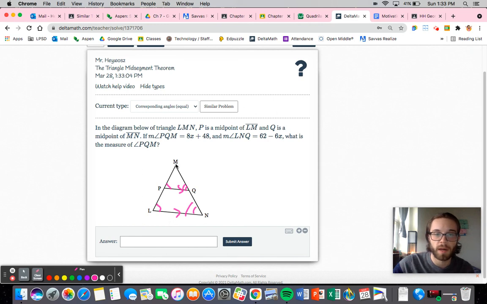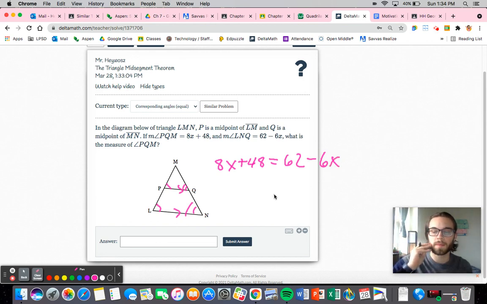So what are we looking for? PQM is 8x plus 48, and then L and Q is, I'm sorry, 62 minus 6x. Now these are congruent, so you set them equal to each other. And again, that's because these are parallel lines by what it means to be a midsegment. So they are corresponding angles. And corresponding angles, as we know, are congruent when you have parallel lines.